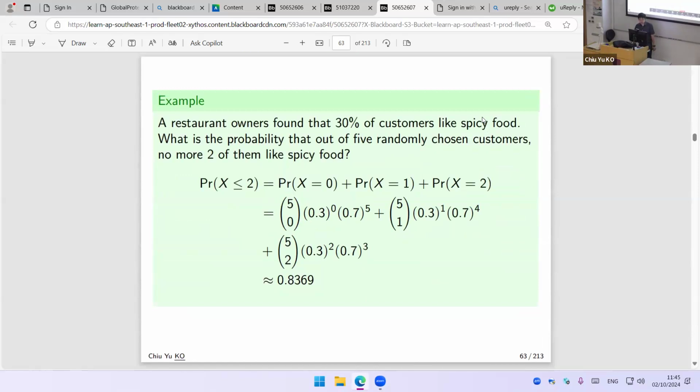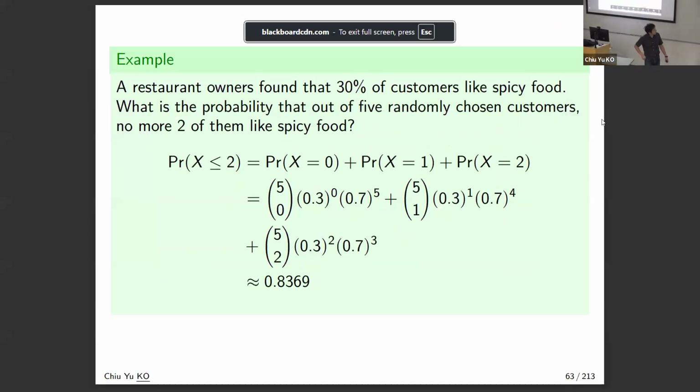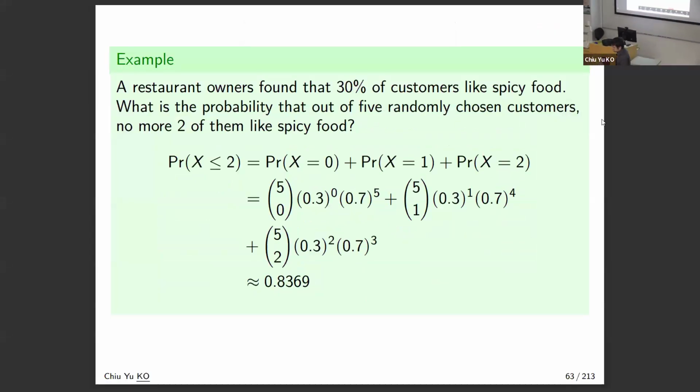Another example that continues the example we discussed before the break: we are not interested in x equal to 2, but in x being 0, 1, or 2. The reason for this example is that I have 5 tables in the restaurant instead of one customer, and I want to see whether more than 2 of them want spicy food. Maybe in the fridge I only have the material for 2 tables. The question is whether I need to buy or order more. That is how this question is designed in my mind.